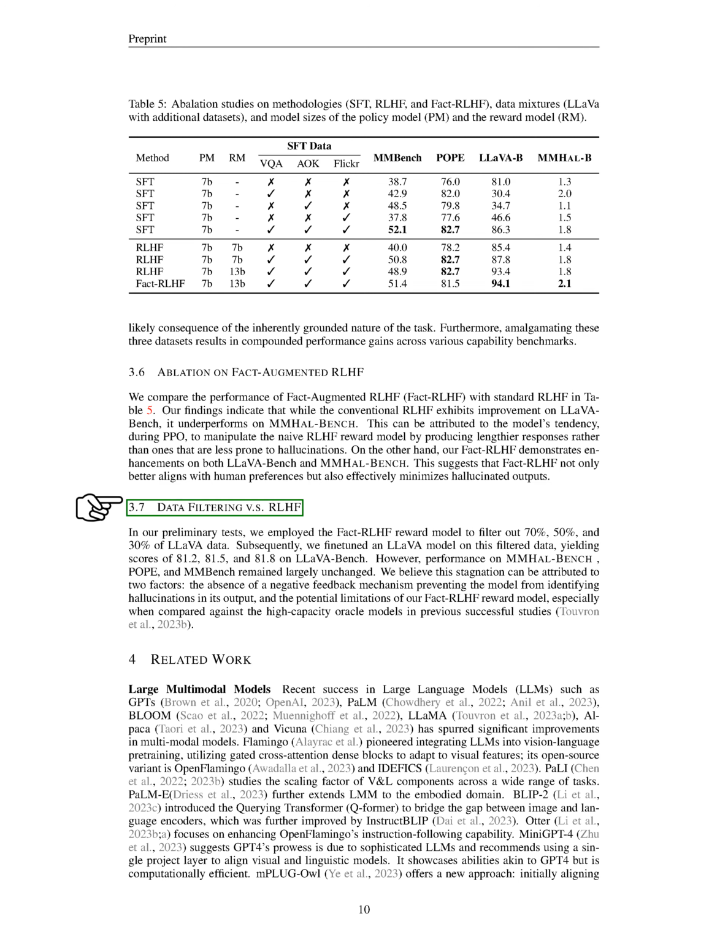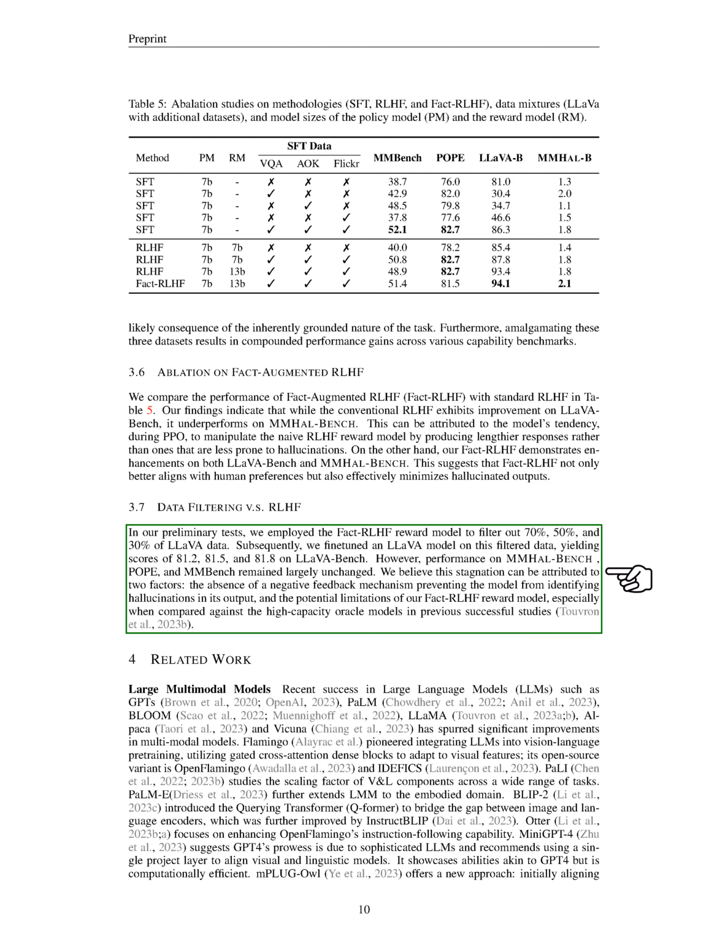Section. Data filtering versus RLHF. In our initial experiments, we used the FACT-RLHF reward model to eliminate 70%, 50%, and 30% of LLaVA data. We then fine-tuned a LLaVA model using this filtered data, which resulted in scores of 81.2, 81.5, and 81.8 on the LLaVA bench. However, the performance on MMHAL bench, POPE, and MM bench remained largely the same.